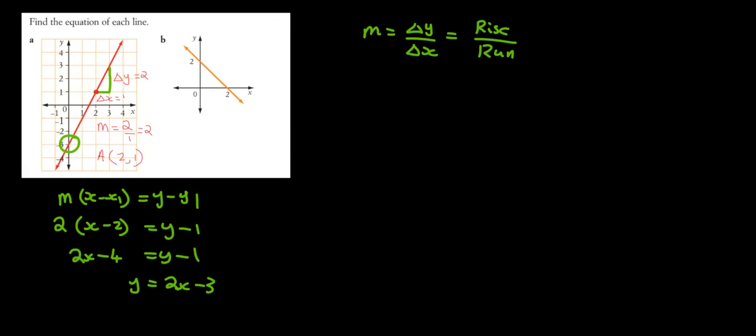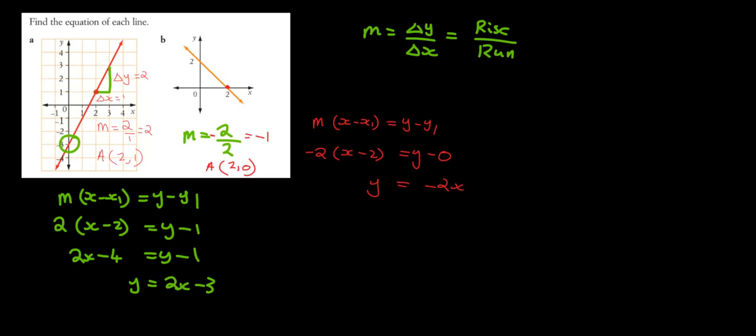Pause the video and see if you can do B. So let's consider the gradient. Gradient is the change in y. We can see that the change in y is 2, and the change in x is also 2, but this is going in the opposite direction, so we need to give this a negative sign. So we get a gradient of -1. We choose one point. I'm going to choose this. Let's call that point A, and that has coordinates (2, 0). We then substitute that into our gradient intercept formula. So we've got a gradient of -2, and we just distribute that in, -2x.